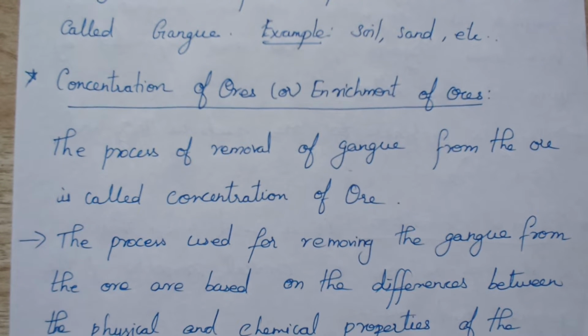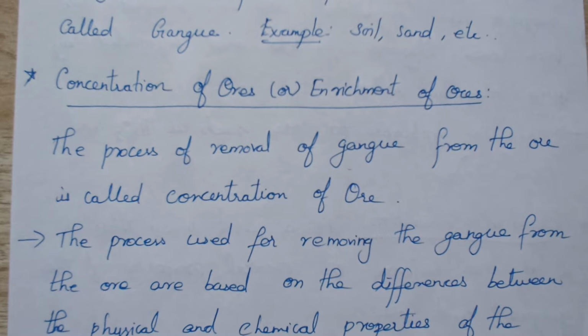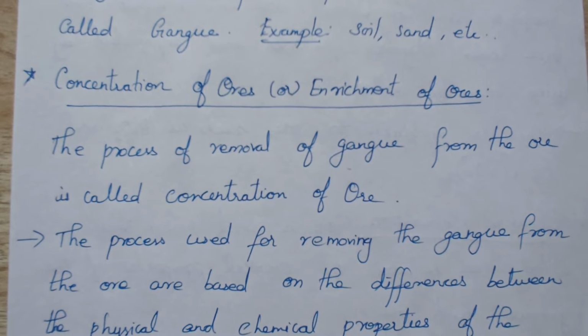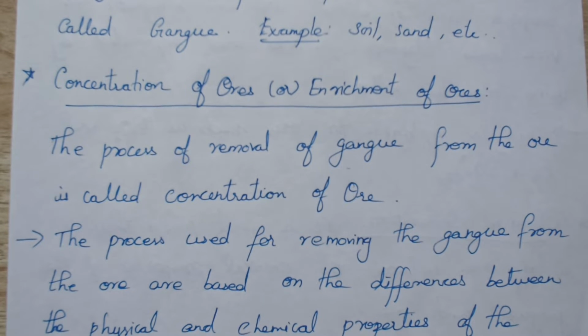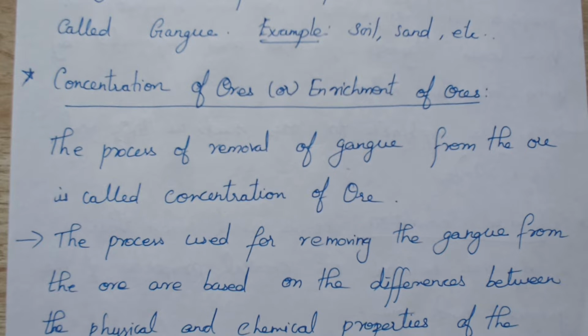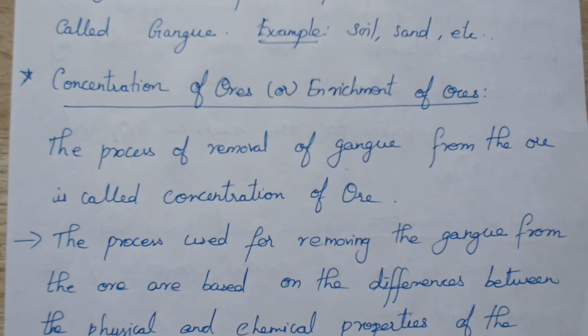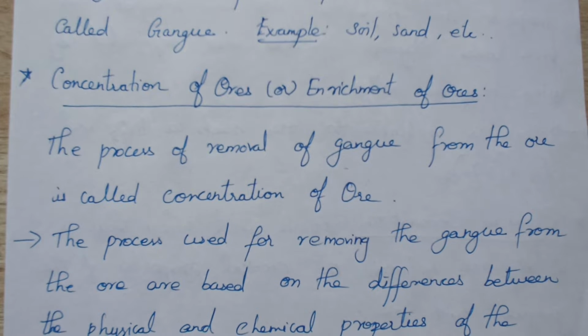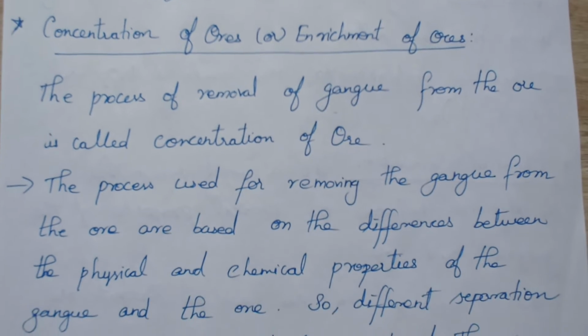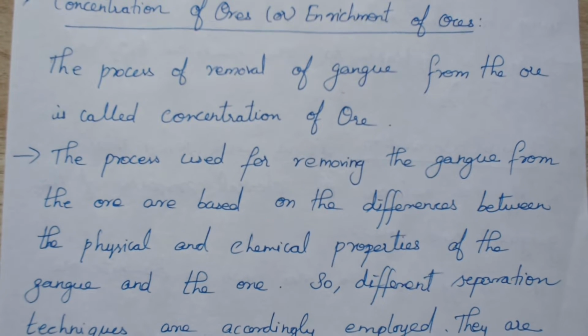So how will you remove this gangue from the ores? All the ores are not the same, and everything is not bound together in the same manner. So we have to use different processes to enrich the ore, or concentrate the ores. First we need to know by which method we can enrich the ores.